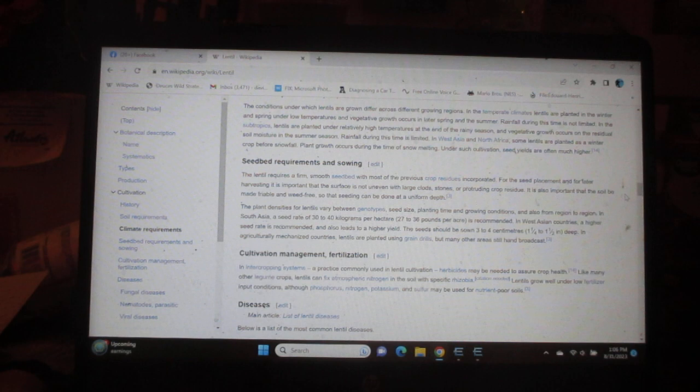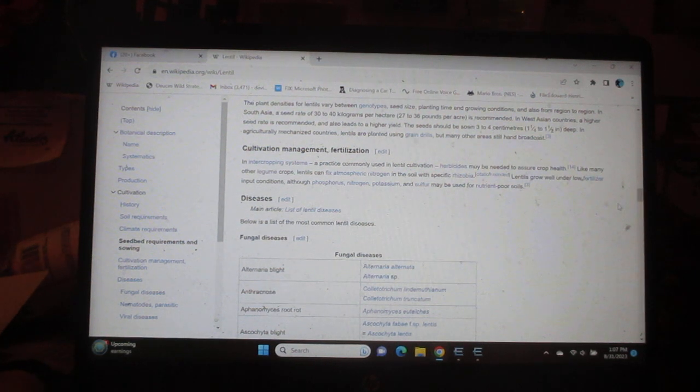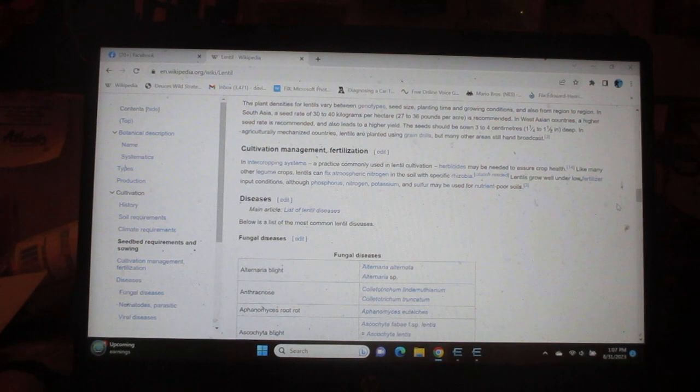Cultivation, management, fertilization. In intercropping systems, a practice commonly used in lentil cultivation, herbicides may be needed to assure crop health. Like many other legume crops, lentils can fix atmospheric nitrogen in the soil with specific rhizobia. Lentils grow well under low fertilizer input conditions, although phosphorus, nitrogen, potassium, and sulfur may be used for nutrient-poor soils. Diseases. Main article: list of lentil diseases. Below is a list of the most common lentil diseases.